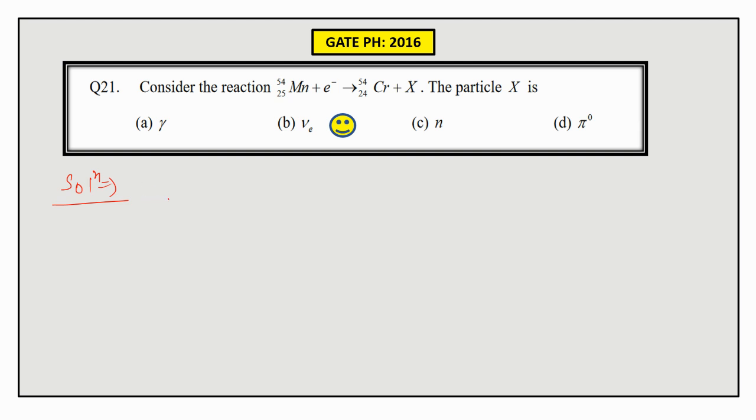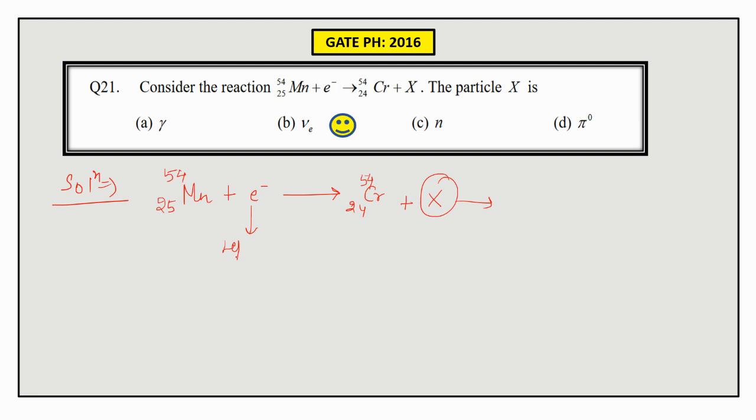Correct. So in this question, manganese is given to us. And yes, electron neutrino is the correct answer. The reason being, first of all, you need to find out this x. So in the left hand side, electron is given to us.